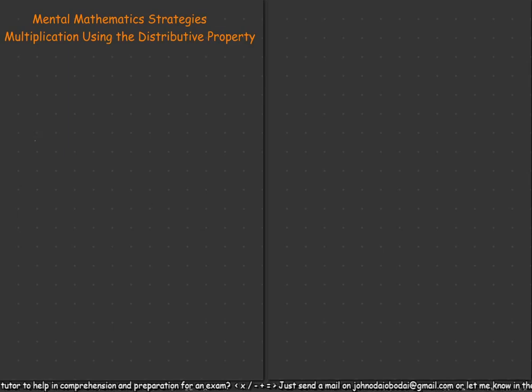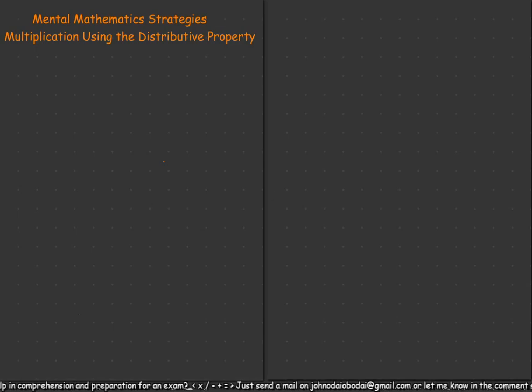In this lesson, we are looking at multiplication using the distributive property. In the previous one, which I do hope you have been able to go over, we looked at halving and then doubling. This time around, we are using the distributive property to multiply. Without much ado, let's quickly go into it.